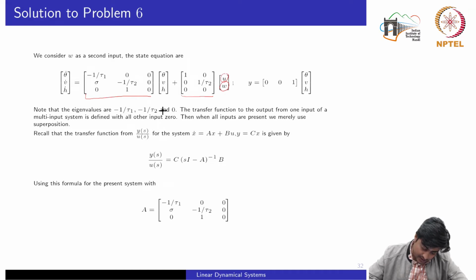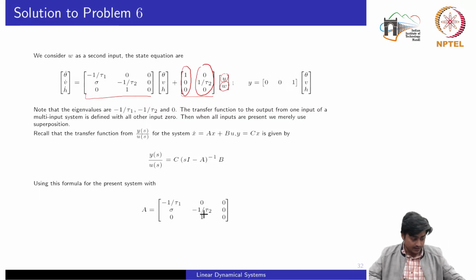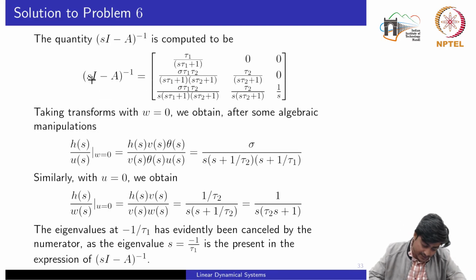The transfer function you can compute by using the standard formula which we have seen many times, that is C into (sI minus A) inverse into B. So by putting this B one time and another B the other time, you would obtain two different transfer functions with respect to U and W. So using this formula for the present system with A, first we can see the computation of (sI minus A) inverse. So you can compute that matrix, which is given here.